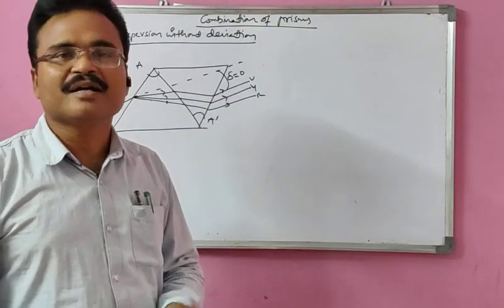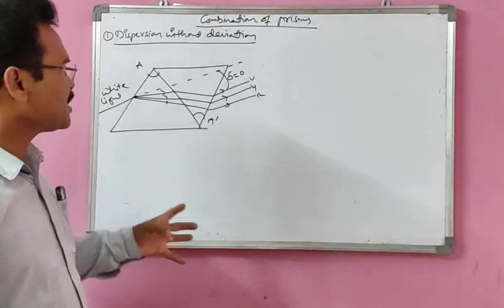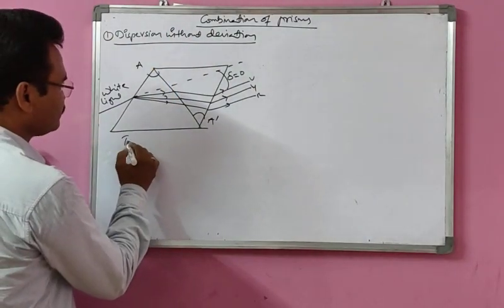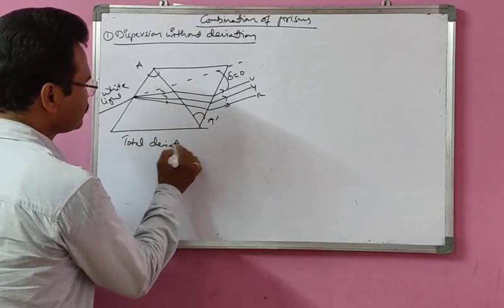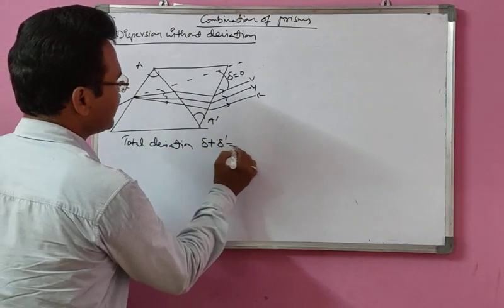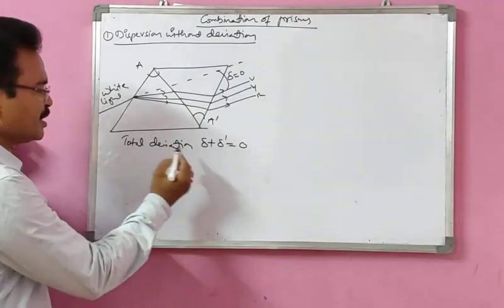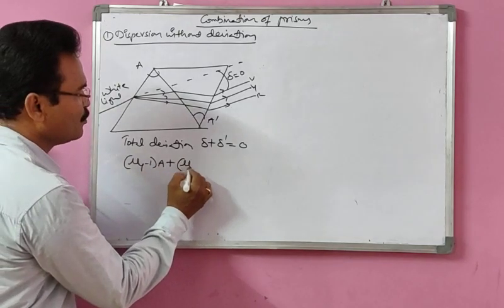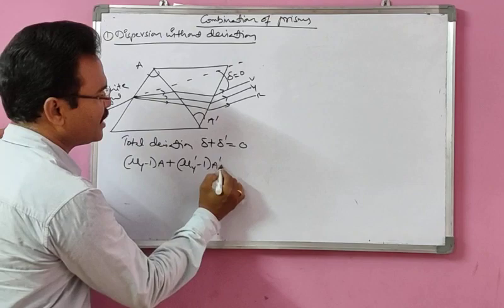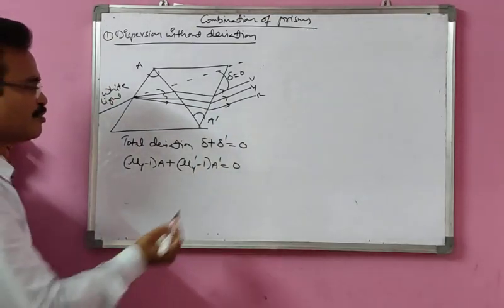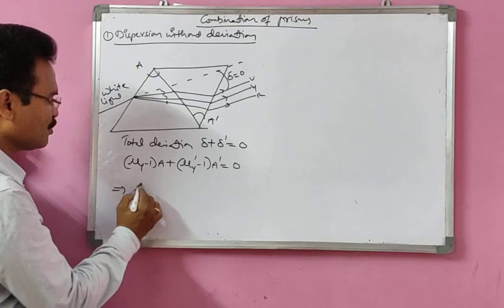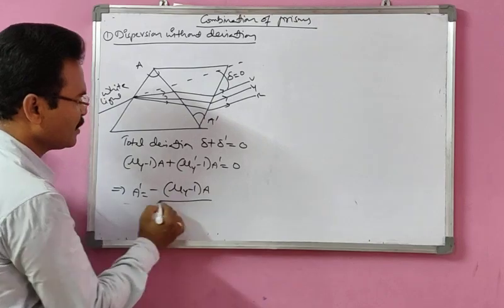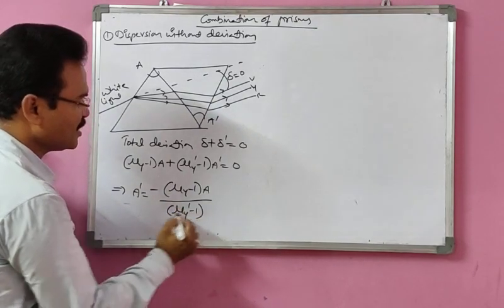That means total deviation is equal to 0, but total dispersion exists because of this combination. Let us see how this condition can be arrived at. What is the condition? Deviation must be equal to 0. That means total deviation delta plus delta dash must be equal to 0. The deviation formula gives mu y minus 1 of A plus mu y dash minus 1 of A dash equal to 0. Writing for A dash, I get A dash equal to minus mu y minus 1 of A divided by mu y dash minus 1.